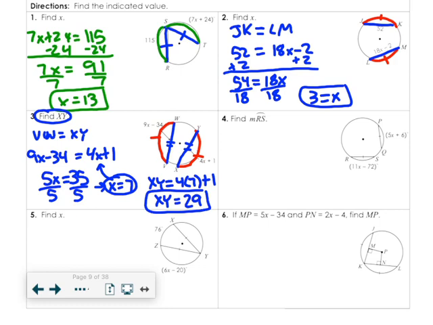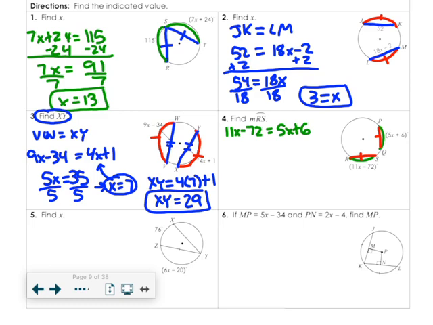Number 4, same idea, find the measure of arc RS, so I'm going to figure out how many degrees that arc is. That arc has to be equal to this arc because these two chords are marked as congruent. So since those are congruent, the arcs have to be congruent. So I'm able to set those arcs equal to each other. 11x minus 72 is equal to 5x plus 6. We're going to solve for x and then plug it back in to get the measure of arc RS.